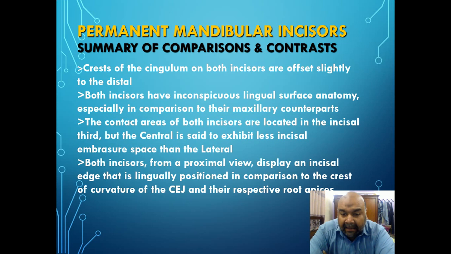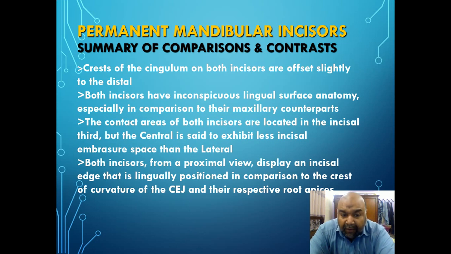Furthermore, as we have already discussed, the mandibular central incisor is bilaterally symmetrical, and one of the reasons why it is bilaterally symmetrical is because the contact areas are found both on the incisal one-third of the mandibular central incisor as well as the mandibular lateral incisor. Since both of the contact areas are on the incisal one-third, the embrasure that is formed through these contact areas is quite small and is considered to be the smallest embrasure found in the oral cavity.